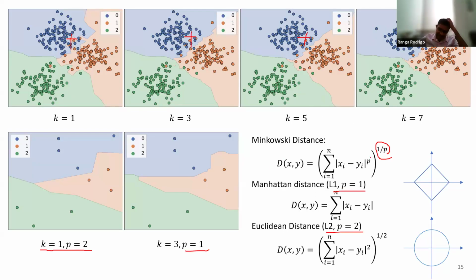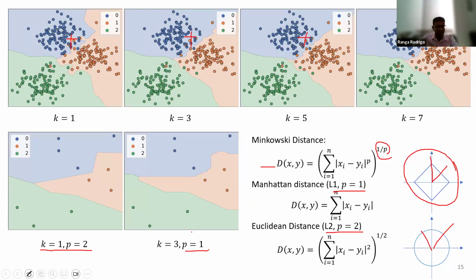The general formula is called the Minkowski distance, and by putting different values to p, you can obtain these. I am showing here how the distance goes. Whether you are moving in this direction or that direction, the distance goes equally. Here it's different from this way or that way.